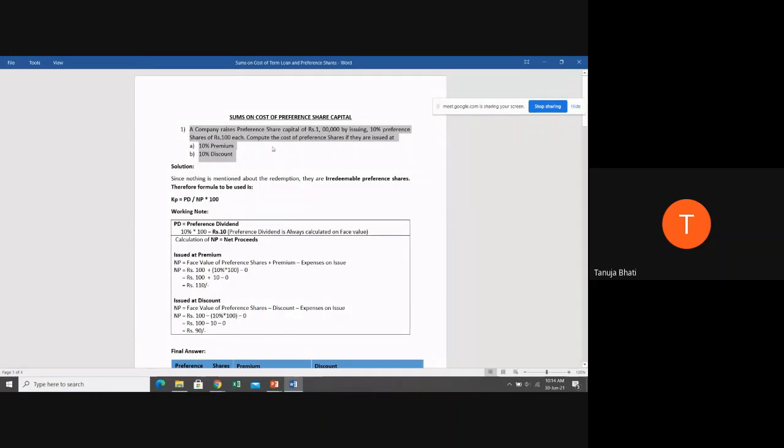Now, when a percentage is prefixed to preference shares, it shows the rate of dividend that is fixed for the preference shares. Suppose the company is issuing 10% preference shares, it means that the dividend the company is going to pay to the preference shareholders is 10%, which is fixed. So whenever any percentage is prefixed before the preference shares, that percentage denotes the dividend. So the dividend is 10%.